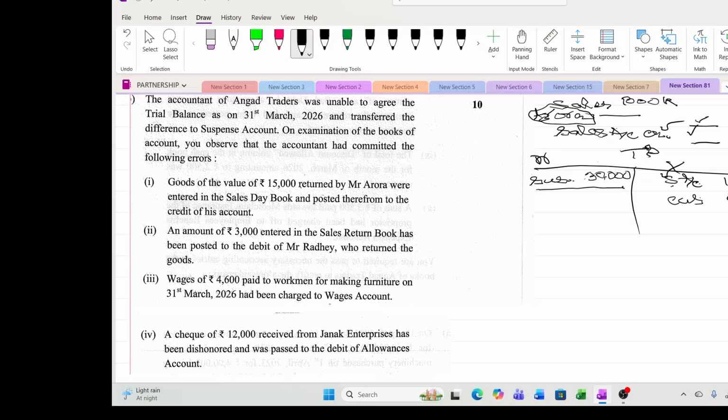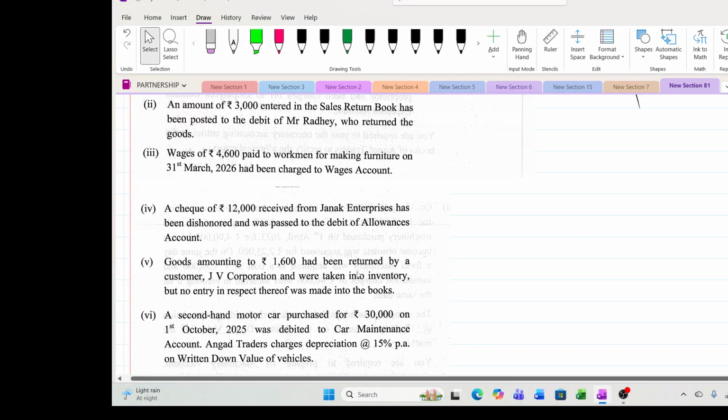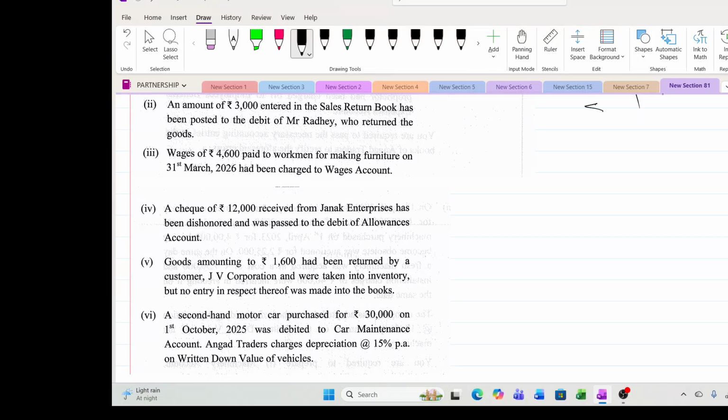An amount of 3,000 entered in the sales return book. Okay, sales return book, how do we write? In sales return, we write all the items, we write the name of the person, we write the amount, description of the goods returned and the invoice number. And at the end of the month, we total the sales return and we debit the sales return account and credit the customer. Automatically, when you debit this, the customer who has returned here will get credited. Suppose this is Radhe.